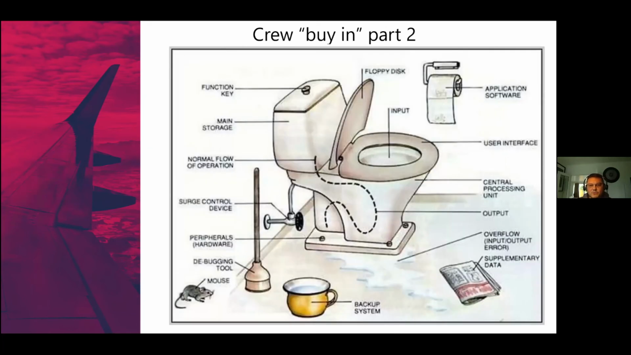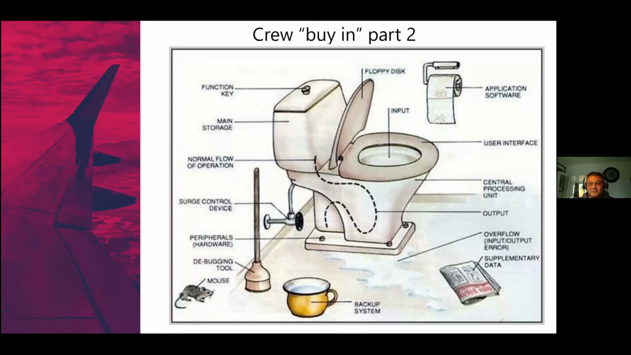And then my penultimate slide is we of course have got to make sure that the whole experience is comfortable. So we can talk about the main architecture of an EFB. We can talk about it from a back-end perspective: what the main storage area is, where the hardware is, what debugging tools are, what the backup system is. But most importantly, the most important part really is the user interface, which is the toilet seat, and the application software, which is the toilet roll.